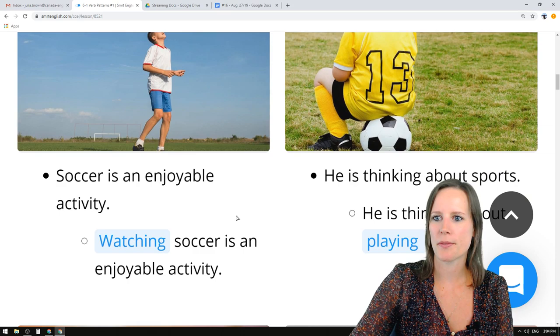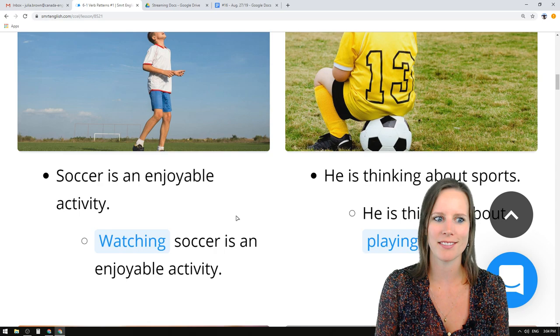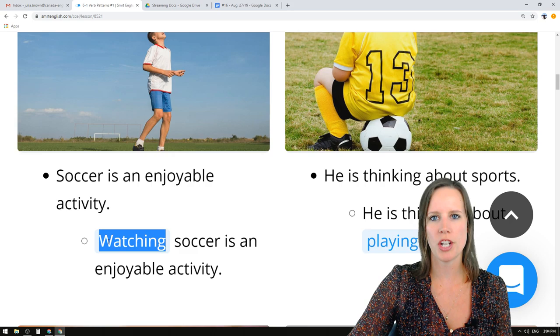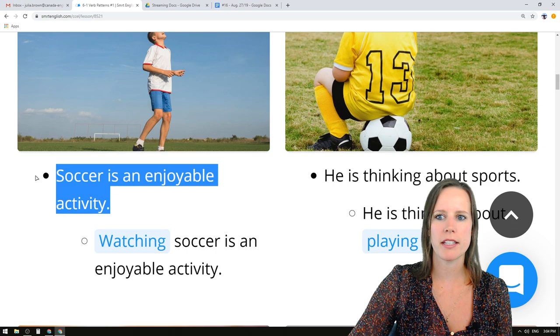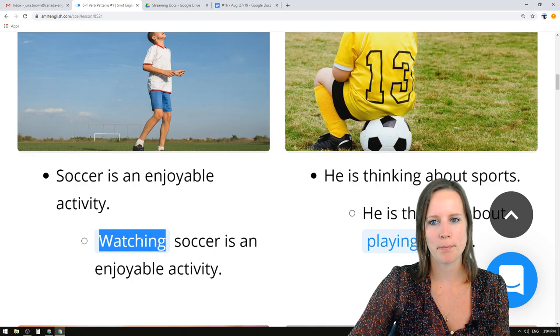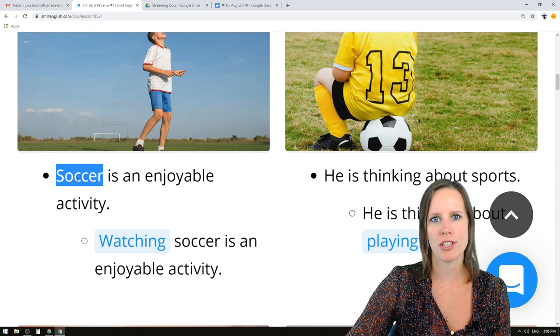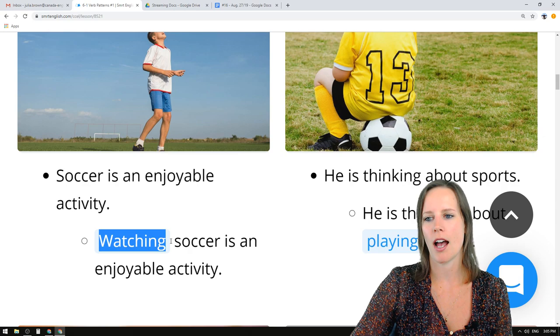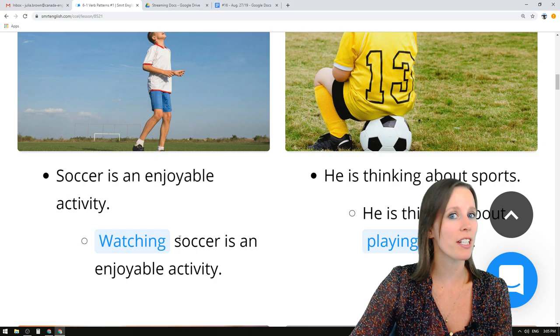Okay, so here we have two sentences. We can say soccer is an enjoyable activity, where we're using a regular noun in our subject position, soccer. Or we can use a gerund. Watching soccer is an enjoyable activity. So basically these two sentences are very similar. However, if someone says this to me, I am picturing people in a stadium watching a game or at home watching a game on TV, whereas here I'm imagining people actually playing the sport, okay? So you can put a variety of different gerunds in the subject position, like playing soccer, watching soccer, organizing soccer, coaching soccer. Okay, there are many different possibilities.